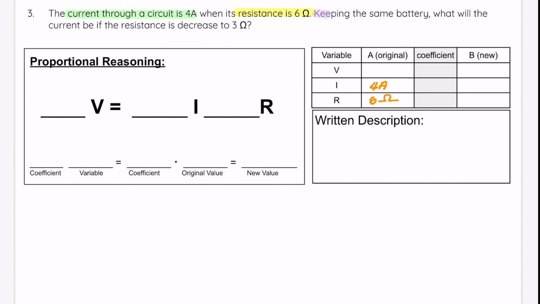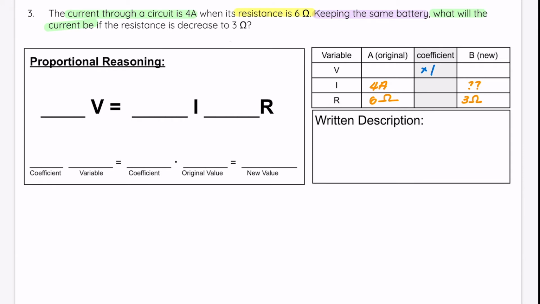And here we're keeping the same battery, so that means the coefficient is going to be 1. So times 1 means the same. Now we're going to see what the unknown is, which is: what will the current be? So our final answer in the new value needs to be about the current, if the resistance decreases to 3 ohms. And we'll write that here in our table.